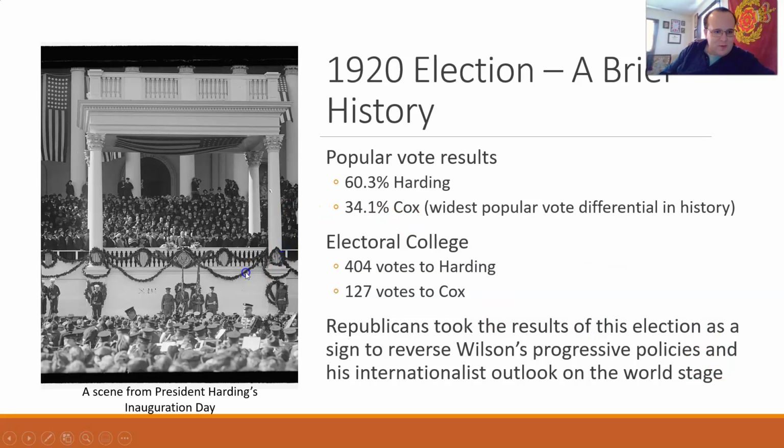And here we have a scene from President Harding's Inauguration Day, which you can see he's there. Wouldn't find this today. I'm not seeing any of the security measures. The Secret Service was around at this time. I see a few Marines, soldiers down here, but he looks pretty out in the open to me.